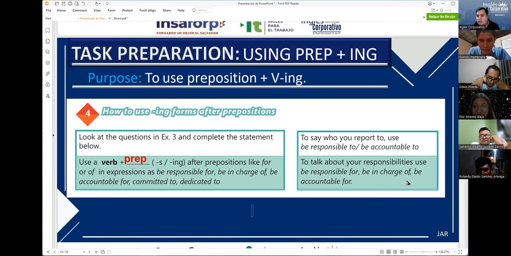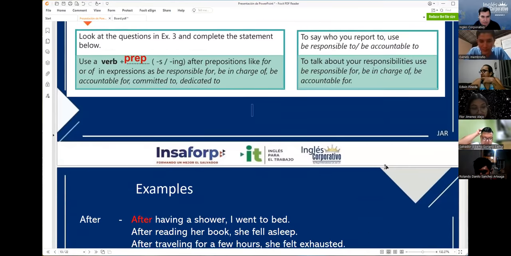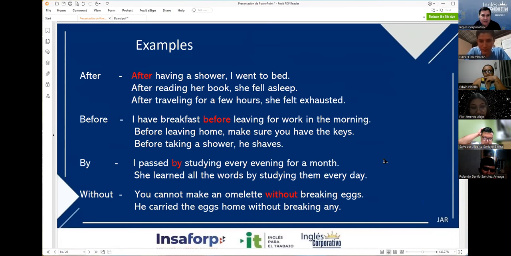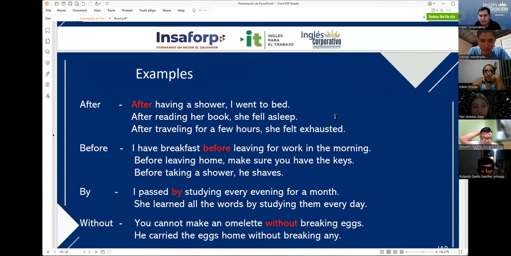I'm in charge of production. I'm in charge of maintenance. I'm in charge of supplies. I'm in charge of the warehouse, la bodega. Be accountable for. I'm accountable for the materials. Soy responsable de los materiales. Okay, so say it like this. Now some examples with prepositions.